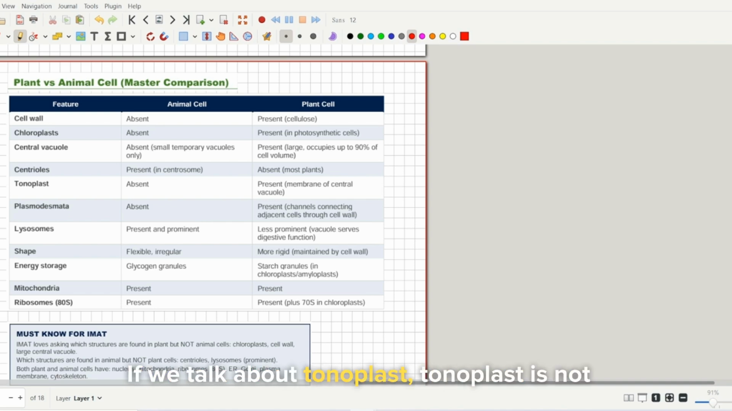If we talk about tonoplast, it is not present in animal cells because there is a different, small number of vacuoles, and the tonoplast is the outer membrane of a vacuole, while plant cells contain a large central vacuole. That's why it contains a tonoplast.